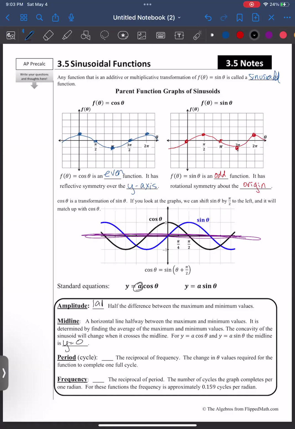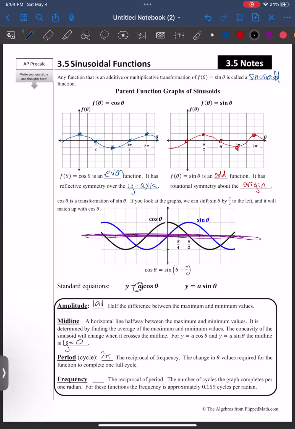Then I have the period, which is the cycle, which we've kind of talked about before, and that's 2 pi, and it's the reciprocal of frequency, the change in theta values required for the function to complete one full cycle. So like what we had talked about before in like 3.1, I think it was, where basically you had a whole length of a segment of the function, and that was one complete cycle. So in this case, they call it a period as well.